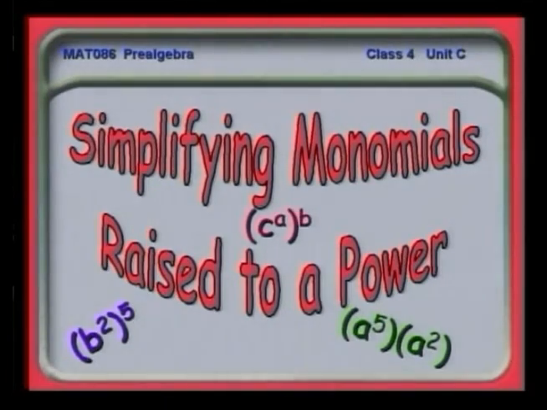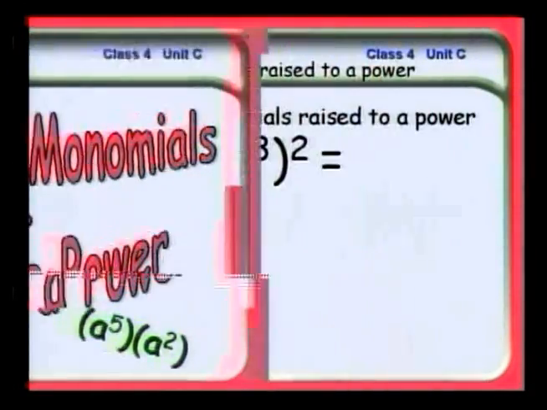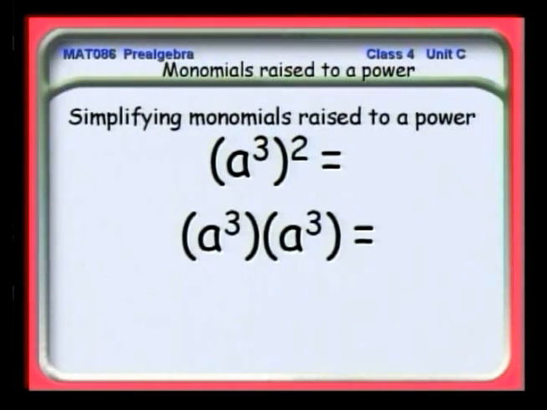Let's look at how we would simplify monomials raised to a power. I'll tell you what that means. For example, here I have a cubed, that whole quantity squared. Let's see what we mean. Squared means that quantity is multiplied by itself. So if I have a cubed squared, that's a cubed times a cubed. 3 plus 3 is 6, using the rules we've already developed.